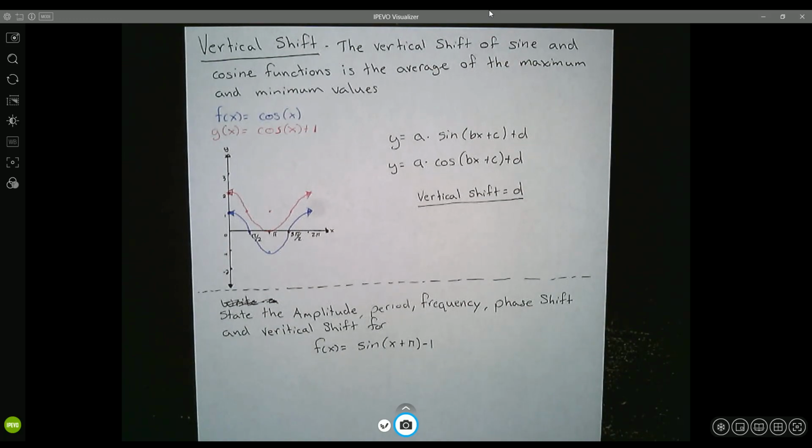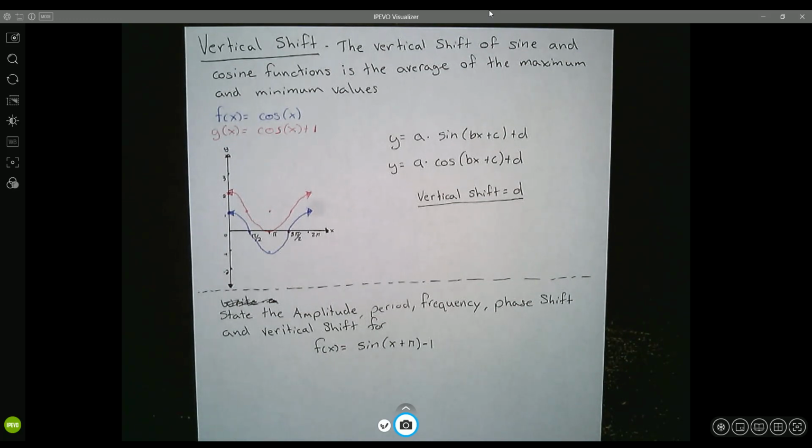Today we're going to continue talking about sine and cosine functions, and we're going to look at vertical shifts. A vertical shift is just exactly what it sounds like. The vertical shift of a sine or cosine function is the average of the maximum and minimum values. Remember, the maximum and minimum values for the parent functions are 1 and -1. So when I average those out, I get a height of 0.